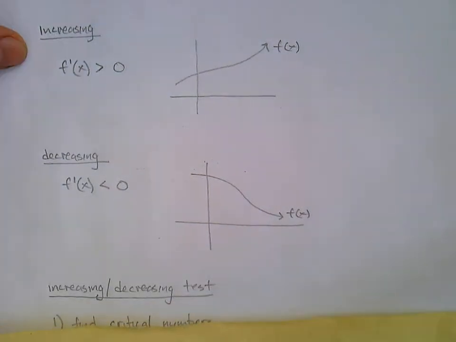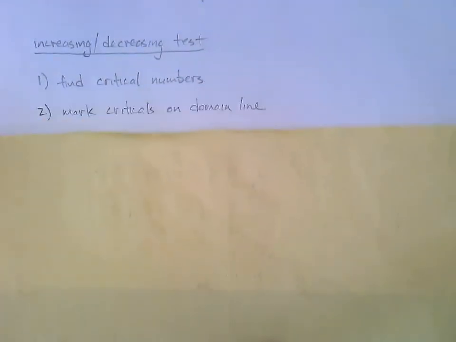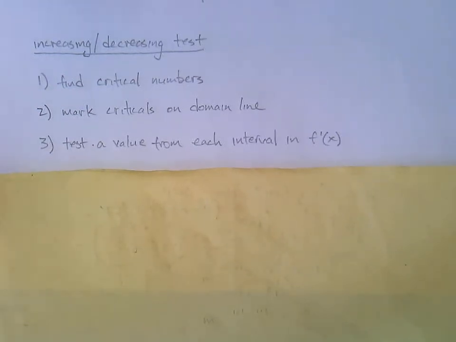Okay, here's what we're going to do. We're going to develop a test for when any given function is increasing or decreasing. So we'll call it the increasing/decreasing test. Okay, so number one, that looks familiar, right? We defined a critical number in 4.1. So step number one is to locate the critical numbers. If you remember, those are the x values where either the derivative equals 0 or where the derivative does not exist.